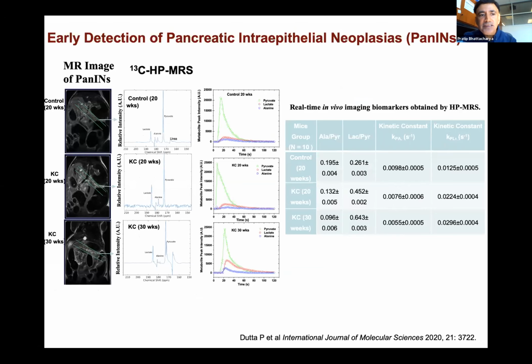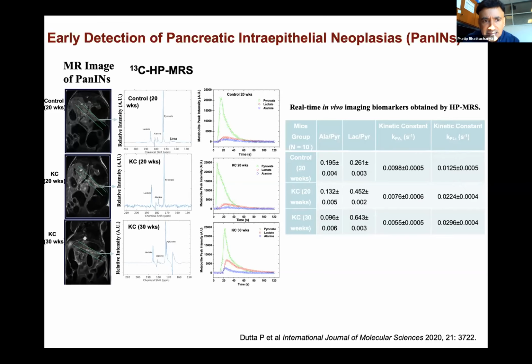So this is how the imaging is done. We know the general region of the pancreas, so we put a slab, and we can do that virtually. Then we inject the hyperpolarized pyruvic acid. And this is the hyperpolarized spectra, showing relative intensity. The top one is pyruvic acid, the bottom one is lactic acid, and the middle one is alanine.